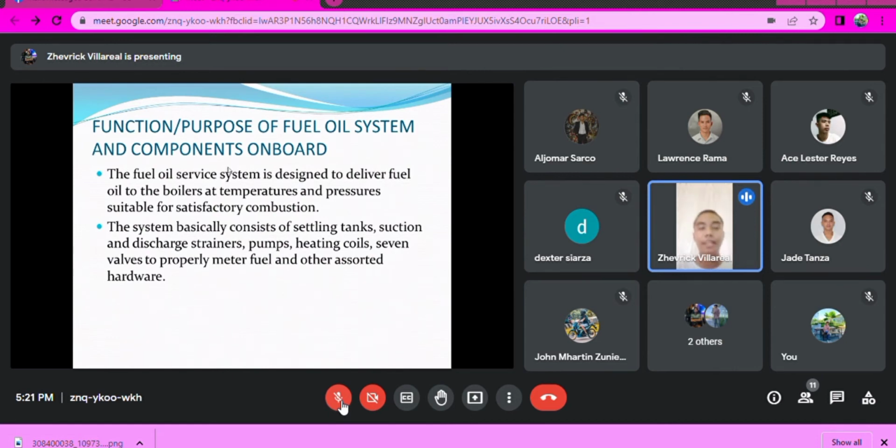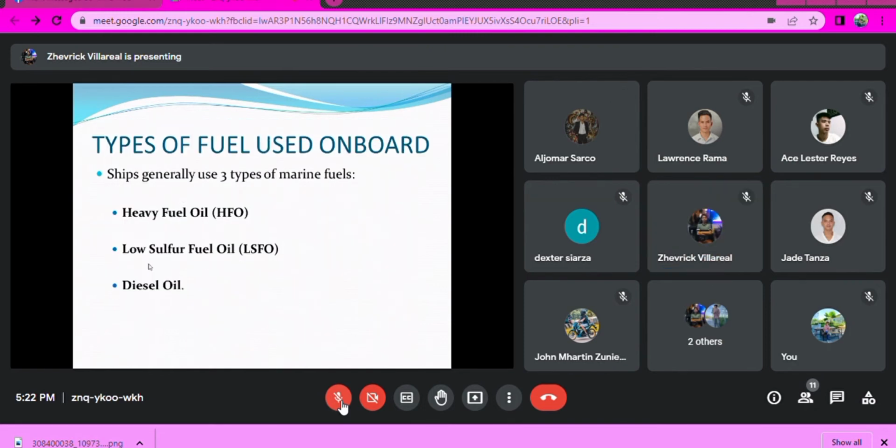The fuel oil service system is designed to deliver fuel oil to the boilers at temperatures and pressures suitable for satisfactory combustion. So basically, it is like a program that provides the specific requirements a boiler needs in order to operate efficiently and perform satisfactory combustion. The system basically consists of settling tanks, suction and discharge strainers, pumps, heating coils, valves to properly meter fuel, and other assorted hardware.